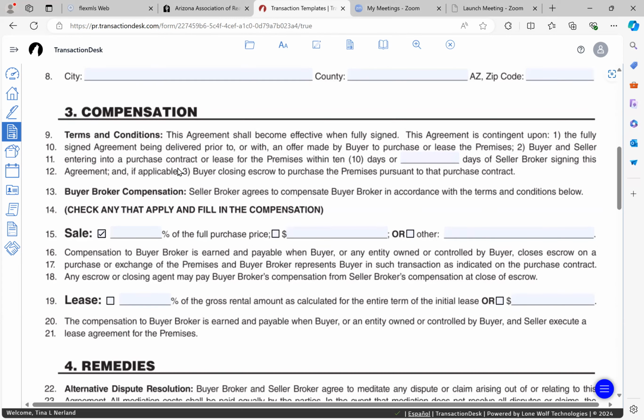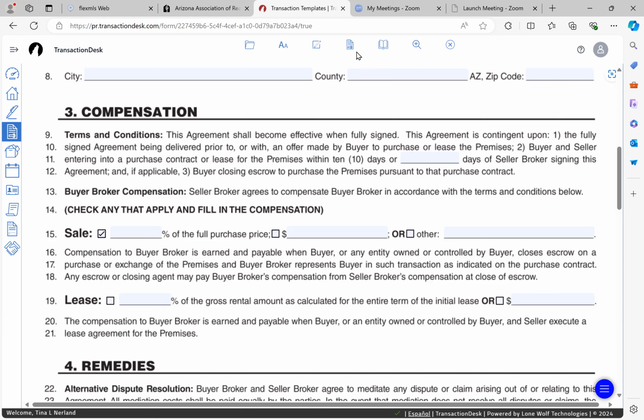Compensation to buyer broker is earned and payable when buyer or any entity owned or controlled by the buyer closes escrow on a purchase or exchange of the premises. The buyer broker represents buyer in such transaction as indicated on the purchase contract. Any escrow or closing agent may pay buyer broker's compensation from seller's broker's compensation at close of escrow.